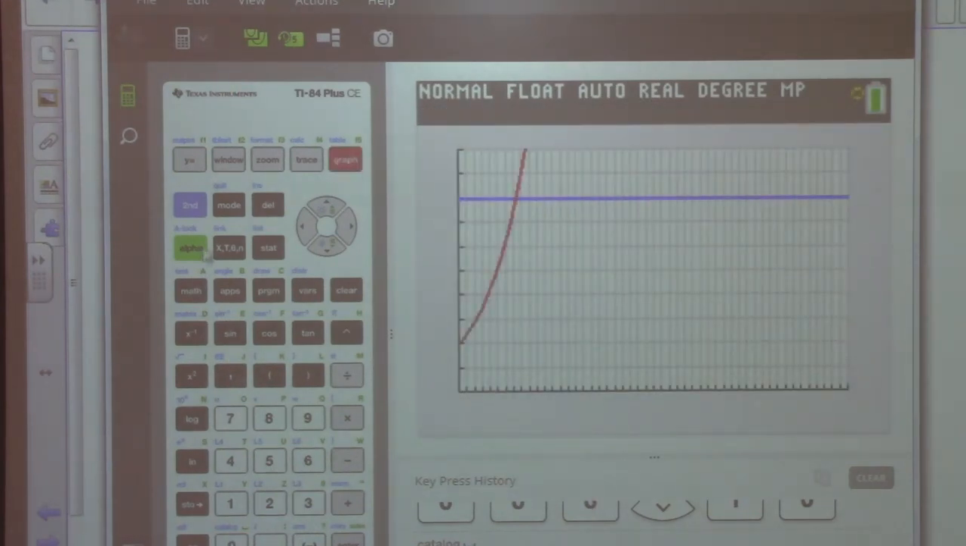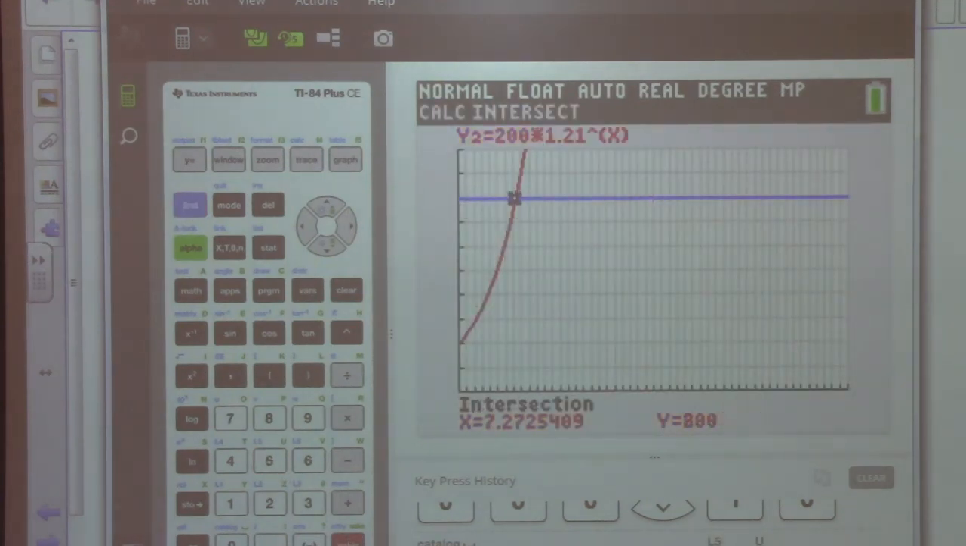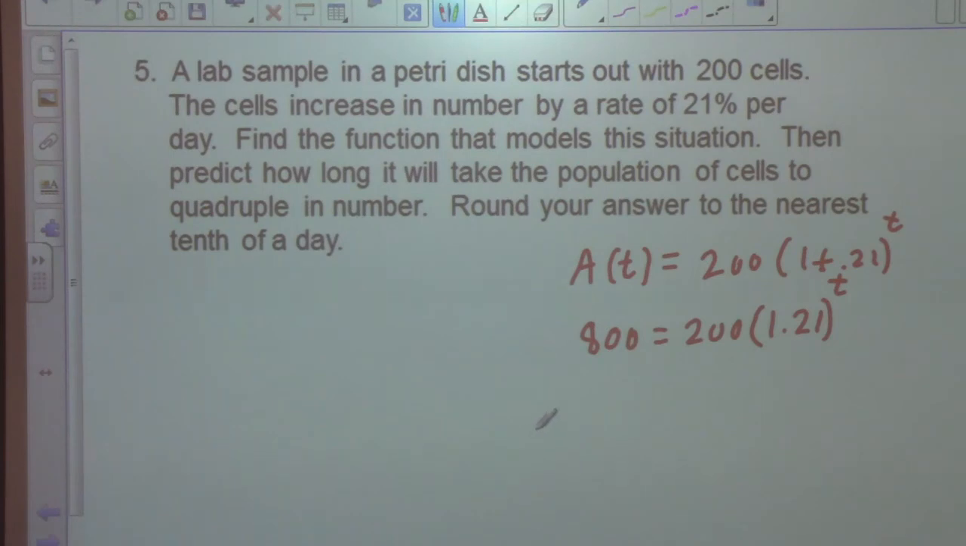So what is our answer here? 7.27, which is approximately 7.3 days, right? Okay, good work. Questions on that one? No. Okay, all right, good job.